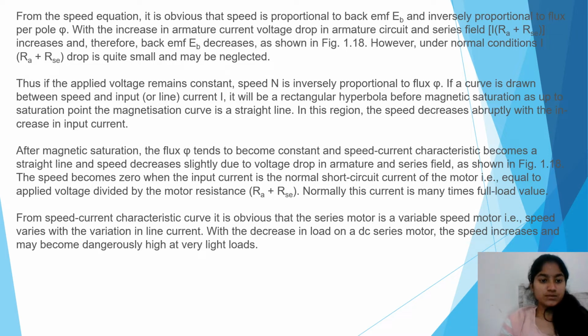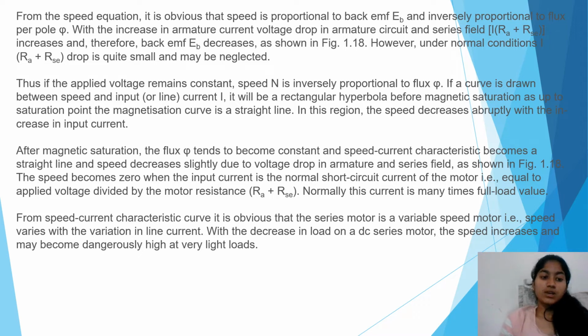The speed becomes zero when the input current is the normal short circuit current of the motor, that is, equal to applied voltage divided by the motor resistance. Normally, this current is many times the full load value. From the speed current characteristic curve, it is obvious that the series motor is a variable speed motor.